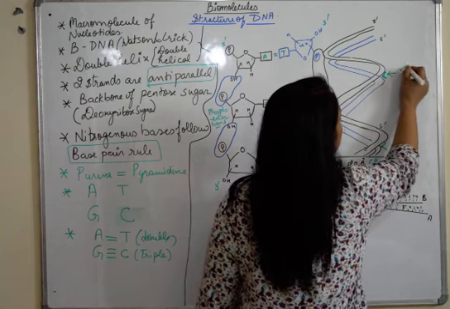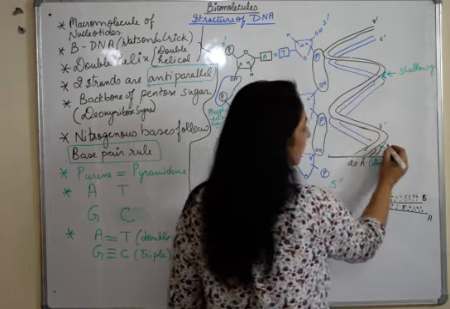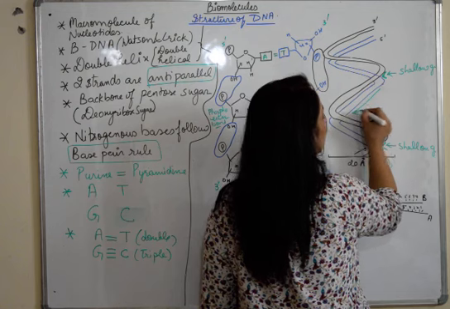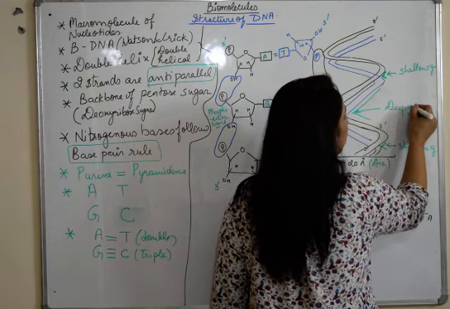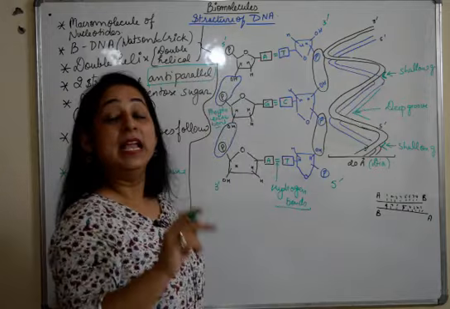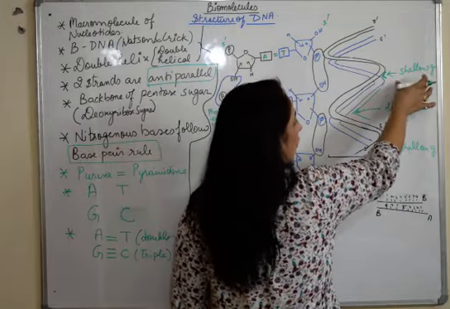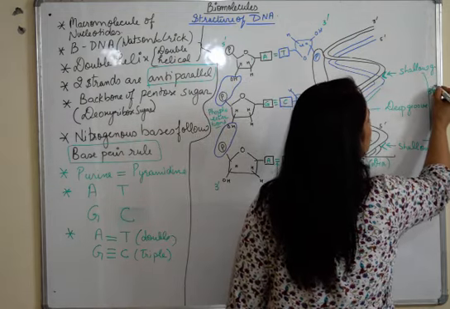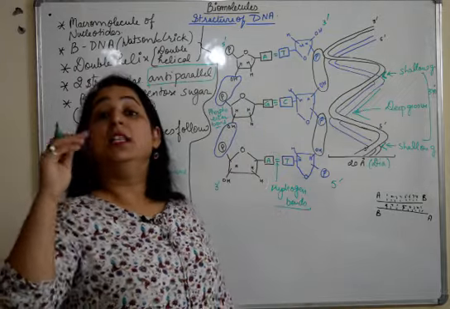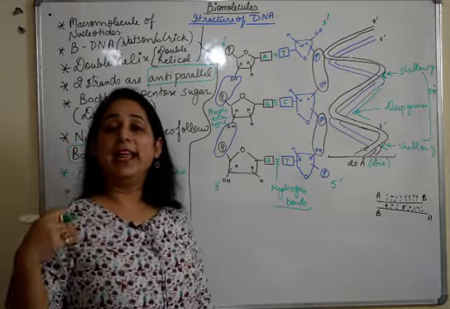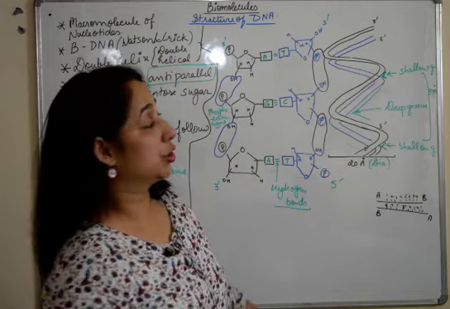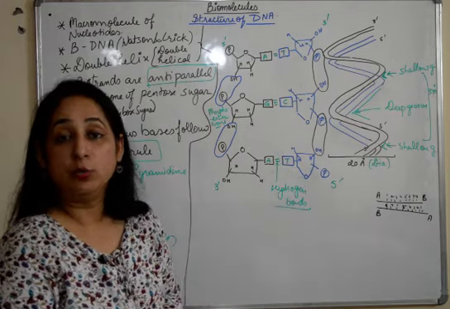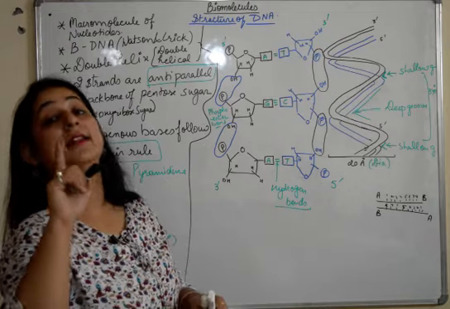The short grooves are known as the shallow grooves. This is also a shallow groove, and this deep groove of course is known as the deep groove. Fine. The distance between one shallow groove and another shallow groove is 34 angstroms. Or sometimes it says the distance between one coil and another coil is 34 angstroms, and in this whole coil there are 10 nucleotide pairs present in one coil.